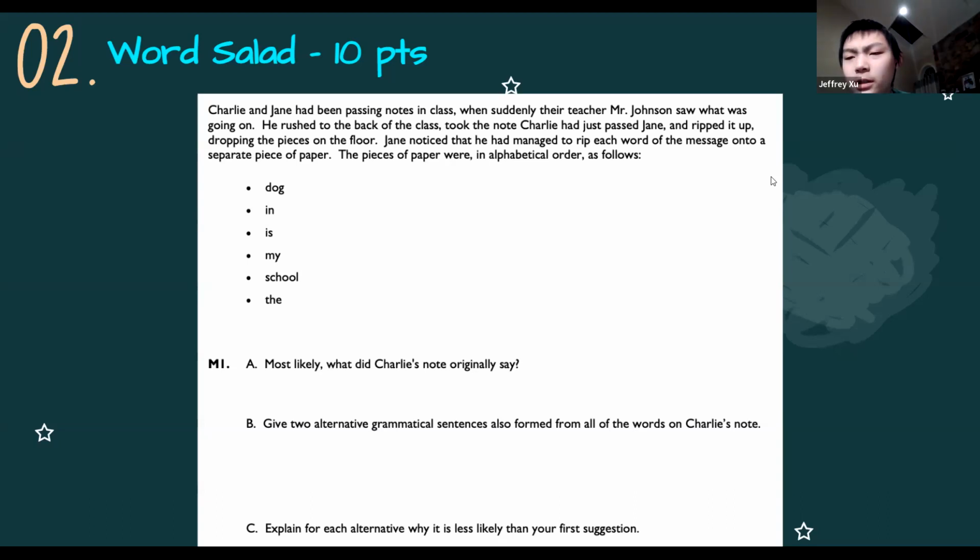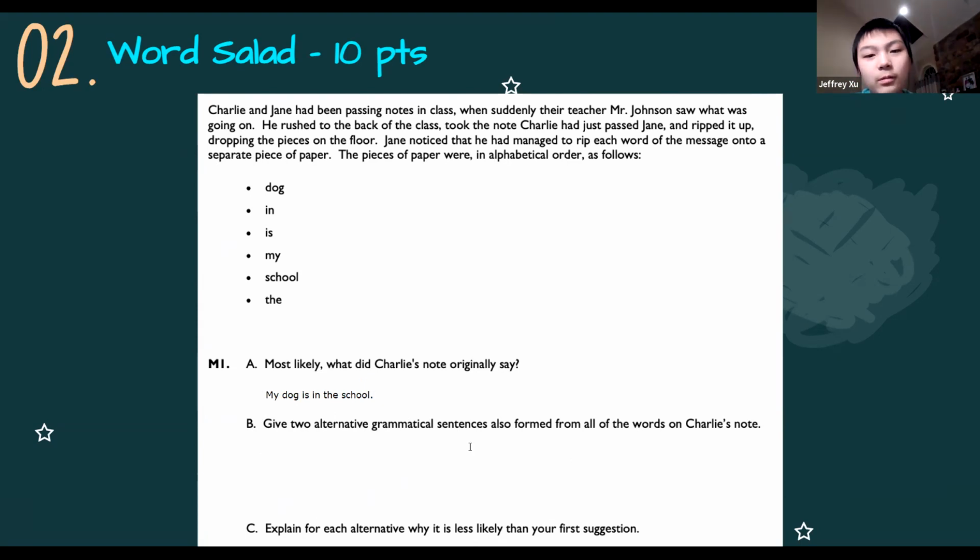Okay, so it looks like everyone is back now. So I'm just going to go over the solution to this problem. So first for part one on A, this should be pretty easy. The correct answer was "my dog is in the school," which should be fairly straightforward. You can just basically test answers until you figure out what it is.